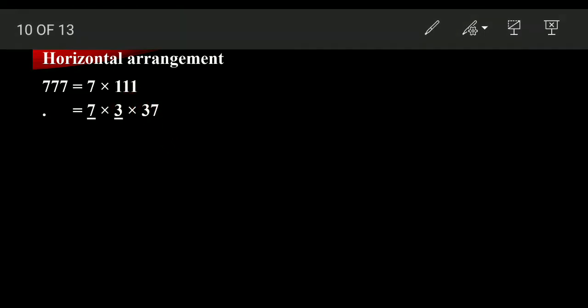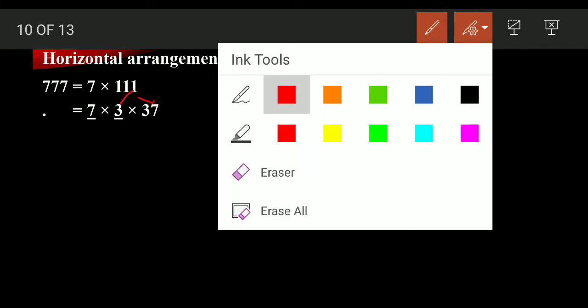The last sum I am going to solve, children. 777, 315, 588. So I am going to do 7 into 111. 111 can be further factorized as 3 into 37. 37, we will stop here itself.